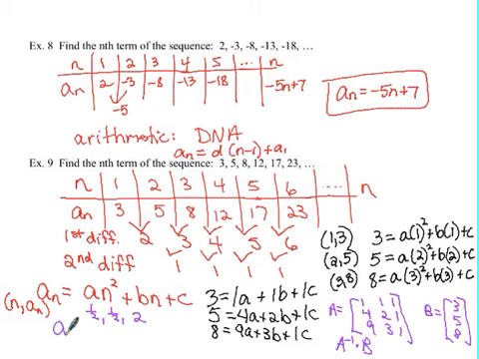Okay, so now what this means, these are the A, the B, and the C that were unknown in the system. So A sub n is 1/2 n squared plus 1/2 n, plus 2.